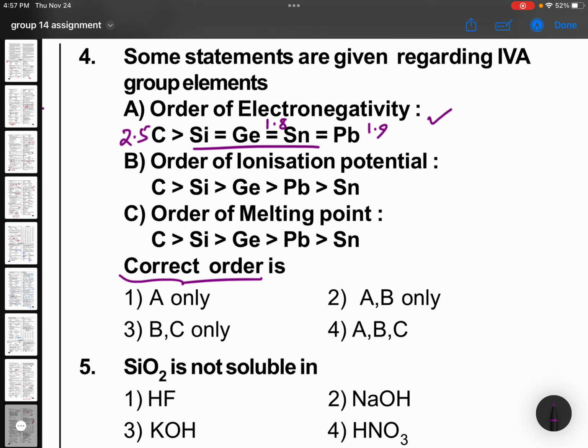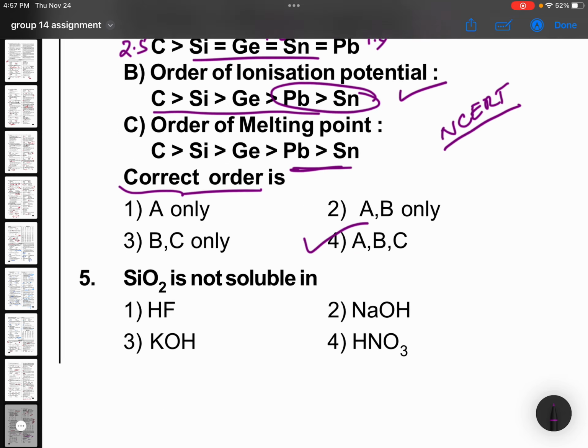A should be right. Order of ionization potential, here slight exception, right statement. Melting point, carbon, silicon, germanium. Okay, this is again an exception here. So all are correct. NCERT tabular data. These kinds of questions only you need to solve.